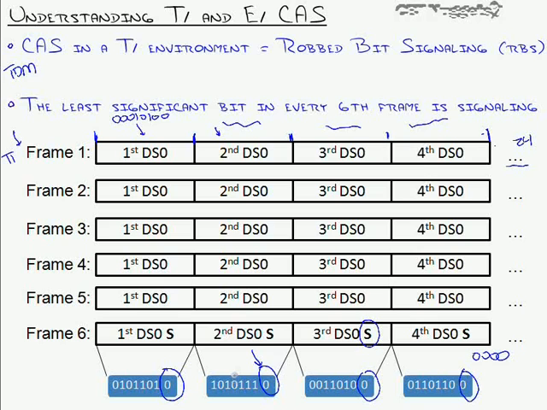Now, there's a consideration of that. Think of the name, robbed bit signaling. We are robbing one bit from every 6th frame to use for signaling. Now wait a sec, think back to the last nugget. We talked about the Nyquist theorem and how you have to have 8 bits to regenerate human voice. And we've robbed our 8th bit for signaling. So for every 6th frame, you only have 7 bits that you can use for voice purposes.